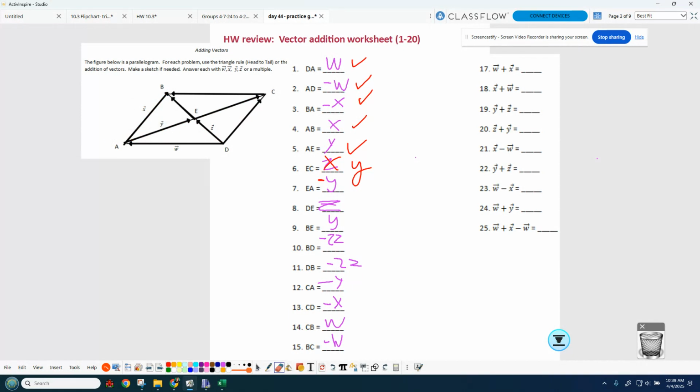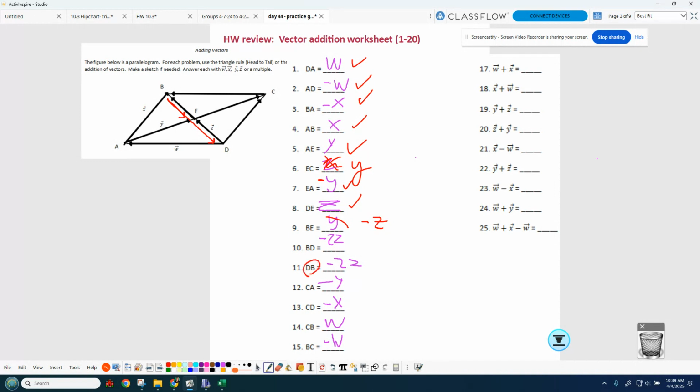All right. So that one was fixed. This one was fixed. B to E. B to E. What is it? Negative Z. B to D. B all the way past down to D. Negative 2Z. I agree.